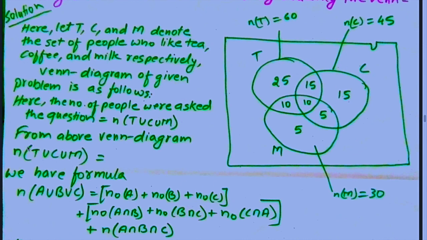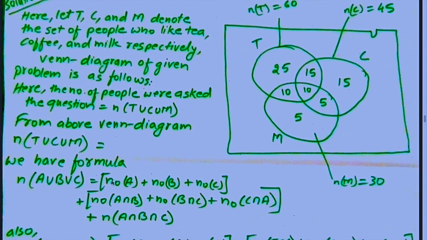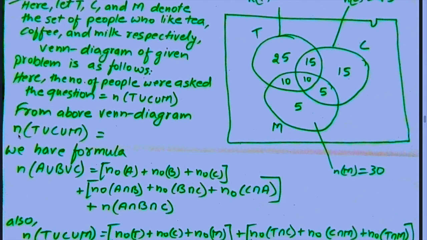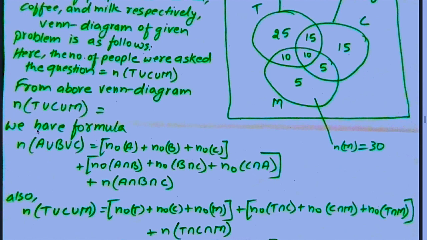Now, we have a formula. We can get this value by using the formula for n of T union C union M, the same as for A union B union C, the union of all three. To get this value, we use the same formula.